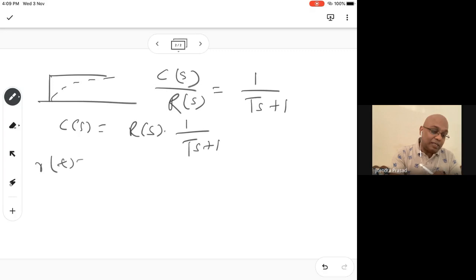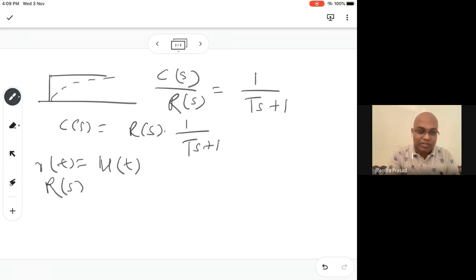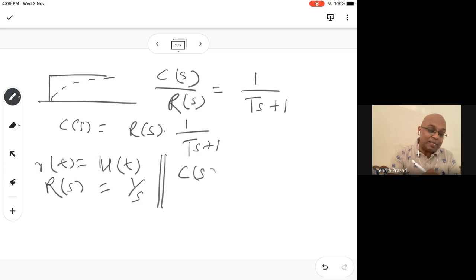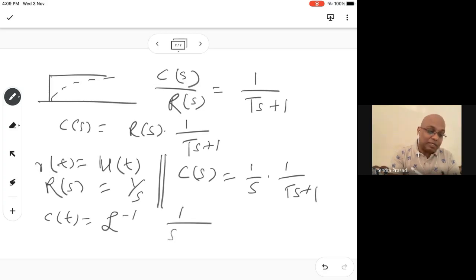This is a unit step function, so r(t) is equal to 1, or you can say u(t). Taking the Laplace transform, R(s) becomes simply 1 over s. So C(s) equals 1 over s times 1 over (Ts plus 1), and c(t) will be the Laplace inverse of 1 over s(Ts plus 1).